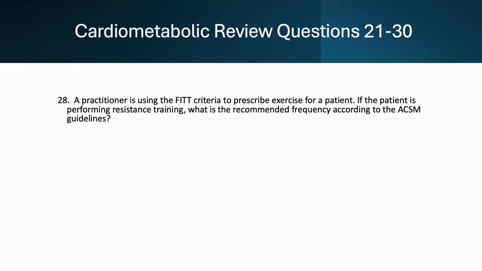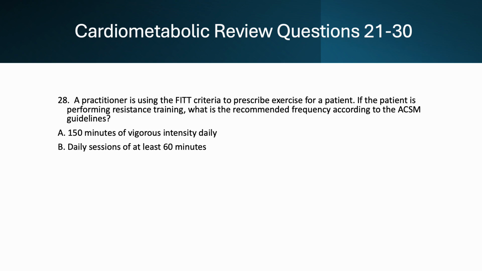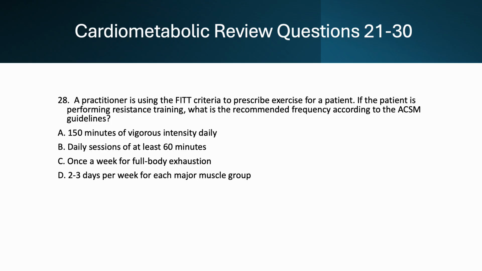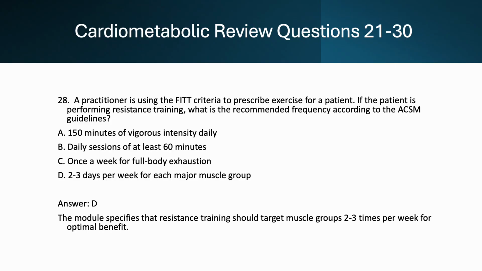Question number 28. A practitioner is using the FITT criteria to prescribe exercise for a patient. If the patient is performing resistance training, what is the recommended frequency according to the ACSM guidelines? A, 150 minutes of vigorous intensity daily. B, daily sessions of at least 60 minutes. C, once a week for full body exhaustion. D, 2 to 3 days per week for each major muscle group. And the correct answer is D, 2 to 3 days per week for each major muscle group.